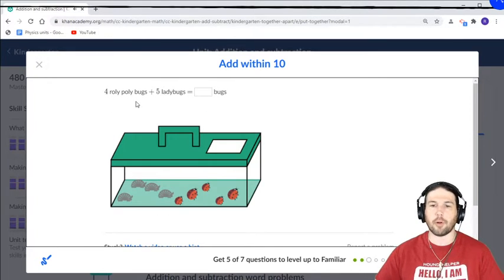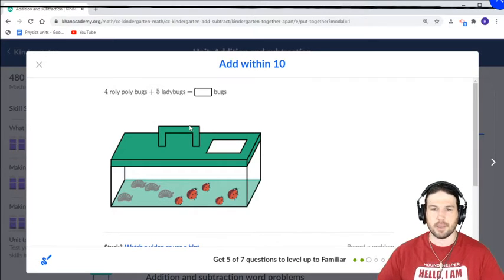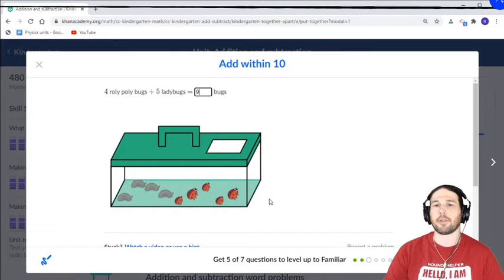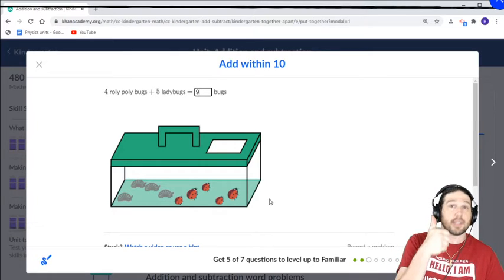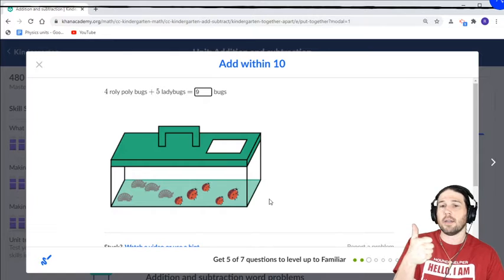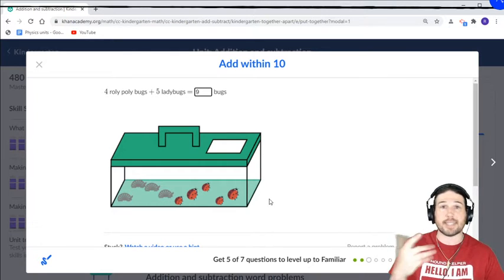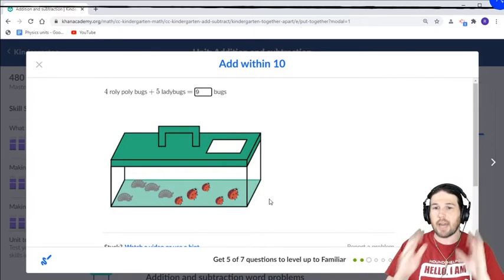4 roly-poly bugs, pill bugs, as my dad would call them, plus 5 ladybugs equals 9 total bugs. And also, I like that they are throwing in the idea of units and the idea of different sets of creatures that can be counted together. I like that a lot.